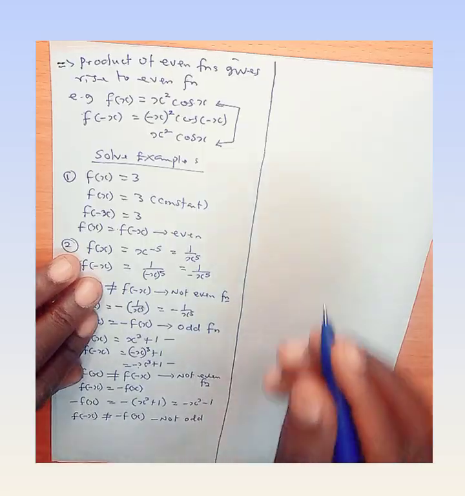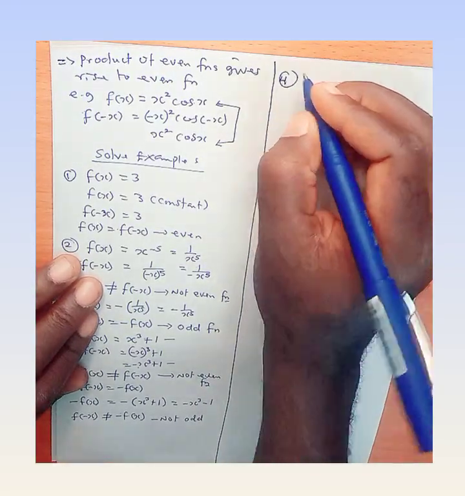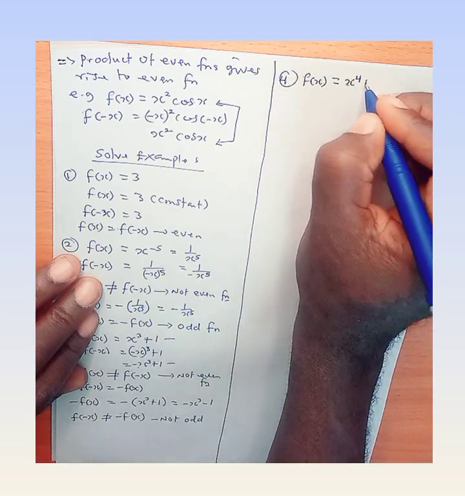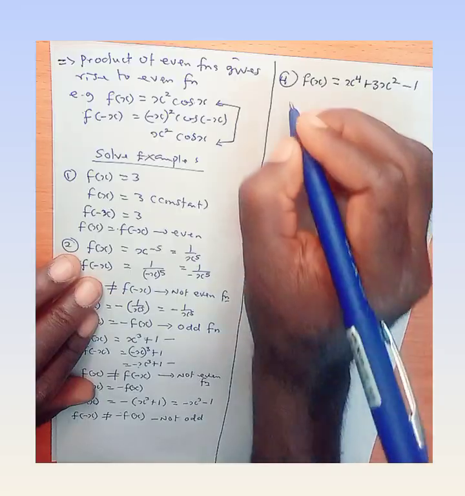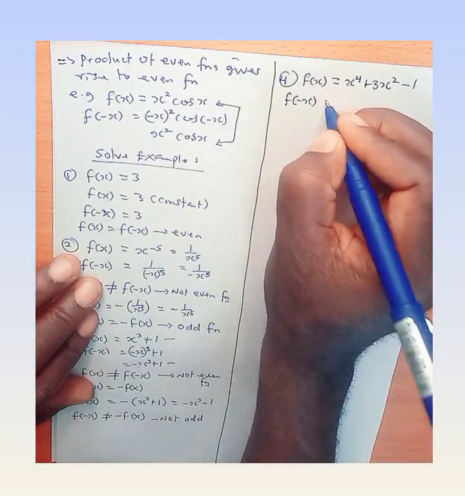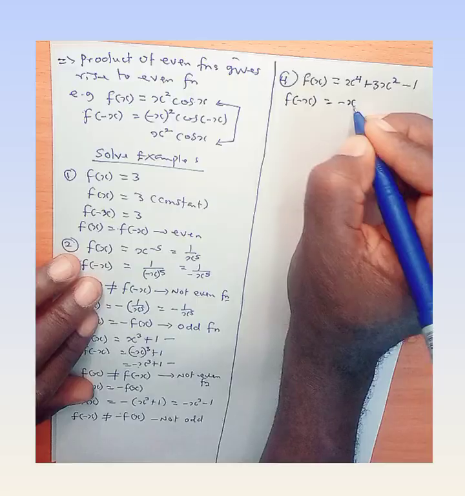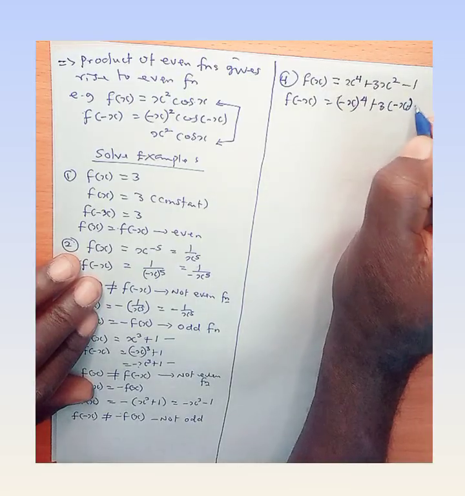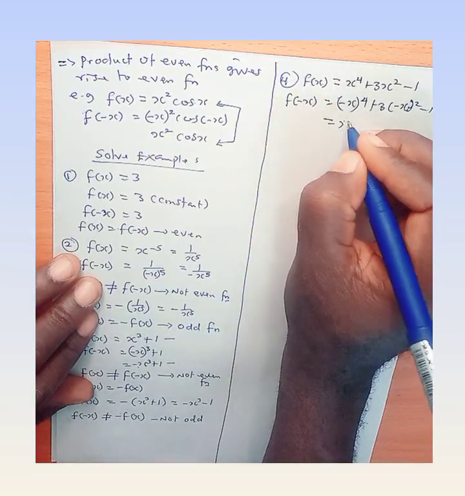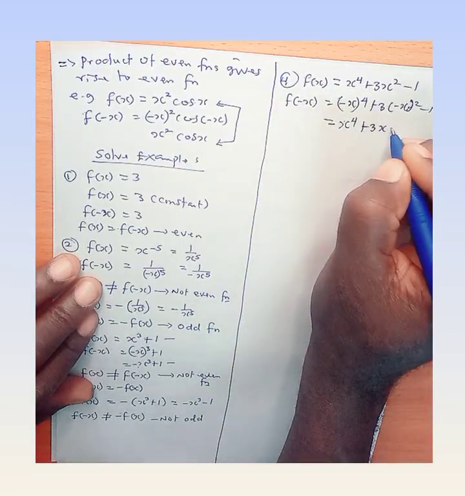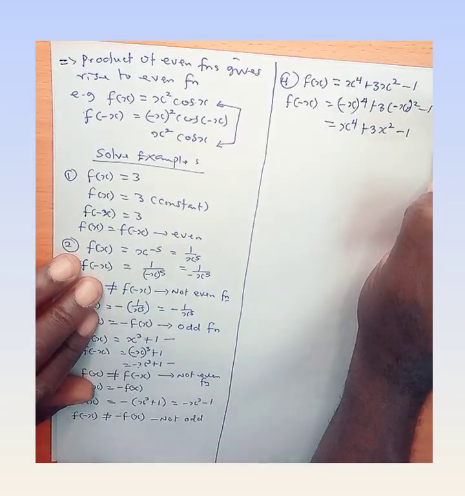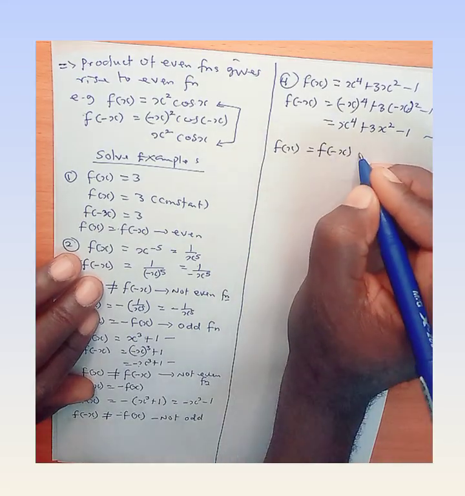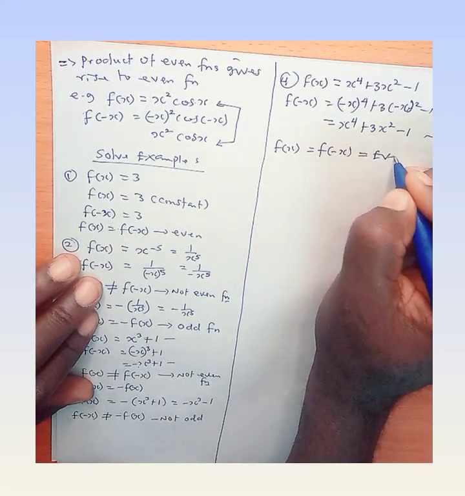Now let us take a look at number 4. Here we have f of x is equal to x raised to power 4 plus 3x squared minus 1. Then let us test for f of minus x, which is minus x raised to power 4 plus 3 into minus x raised to power 2 minus 1, which gives rise to x raised to power 4 plus 3x raised to power 2 minus 1. You find out that f of x is equal to f of minus x. Therefore, it is an even function.